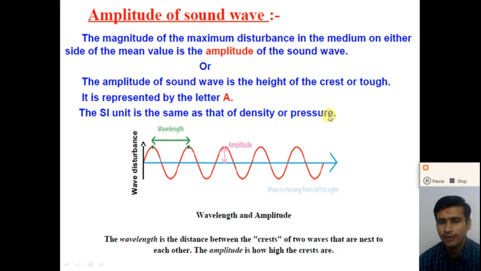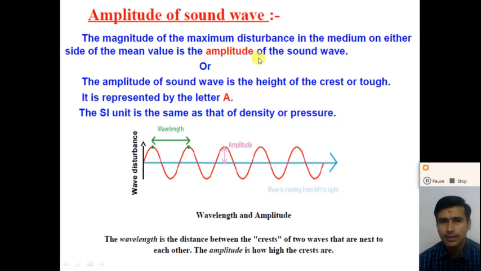So it is the variation in the density. We can say that the unit of the amplitude is the same as the unit of the density or pressure. If we consider the density variation, the unit of the amplitude is density, and if we consider the pressure variation, the unit of the amplitude is pressure. So the amplitude of the sound wave is nothing but the maximum value of the disturbance in the medium, right?